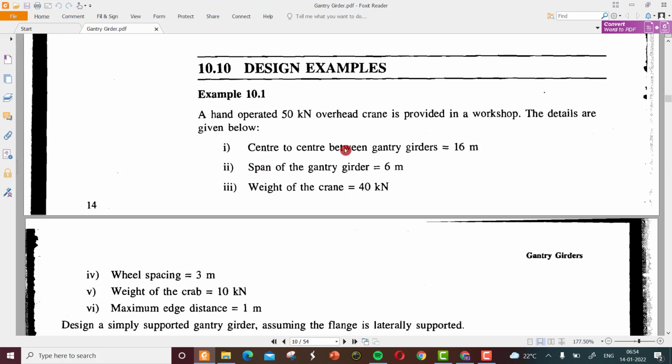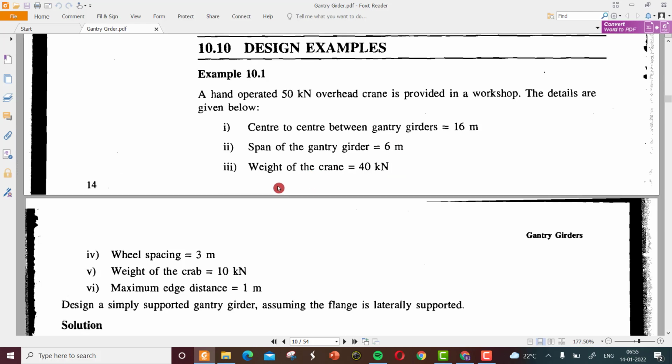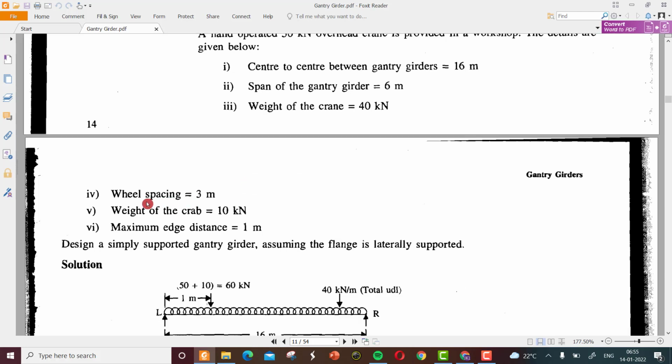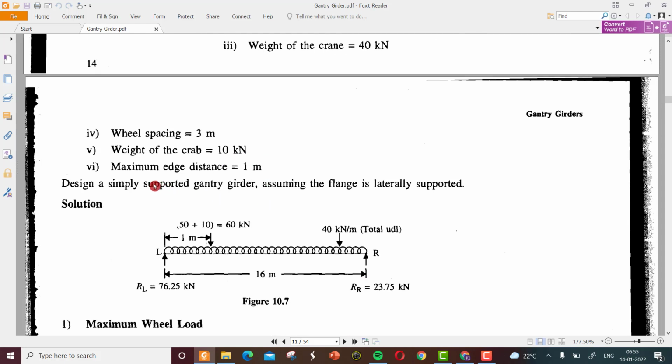So that means the center to center distance between the gantry girders is the total length of the crane bridge. Span of the gantry girder is 6 meter. Weight of the crane is 40 kilonewton. The wheel base is 3 meter. Weight of the crab, the topmost portion or object, is 10 kilonewton.